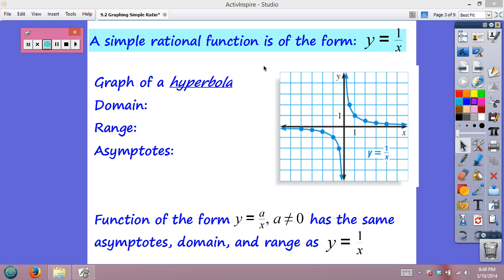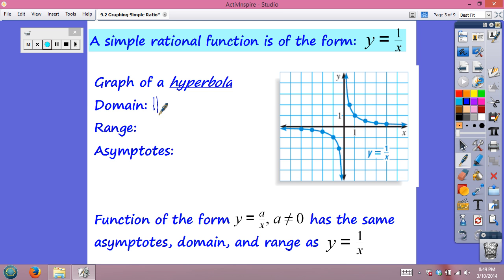Now, a simple rational function is of the form y equals 1 over x, and that's going to be our parent function, and that is the graph of a hyperbola. Now, the hyperbola is a new term, but really what it is, is a graph that consists of two symmetrical branches, which we can see here. The parent function has two symmetrical branches in the first and third coordinates. The domain and range in these graphs are going to be all real numbers.